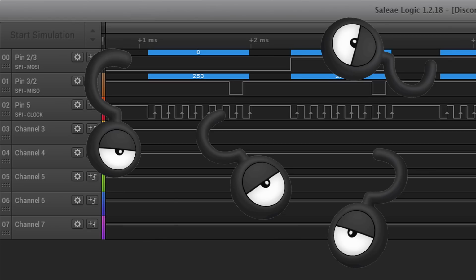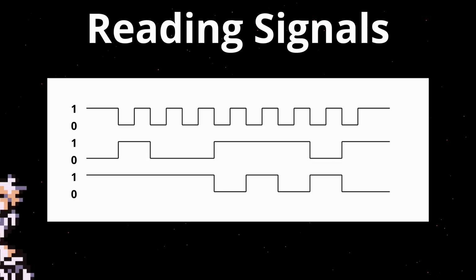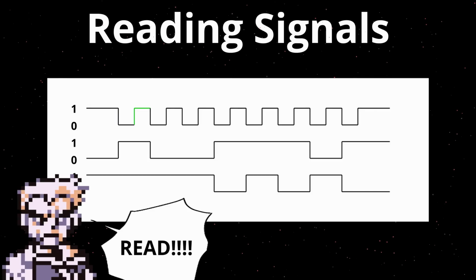So how do we read this data? We can read the data by using the clock signal. The clock signal will tell the Game Boy whether it needs to read or write.